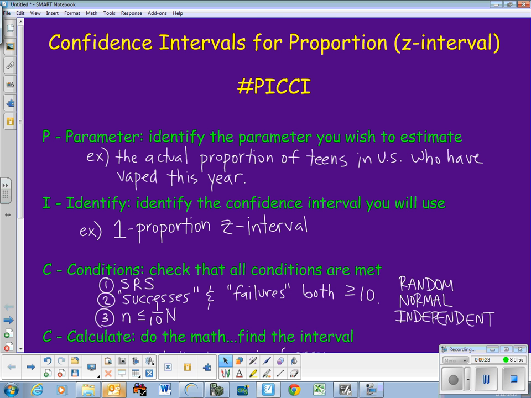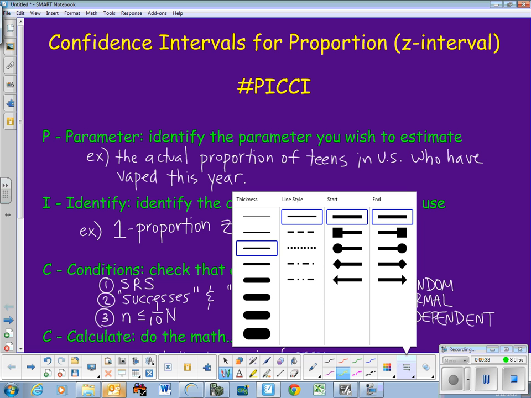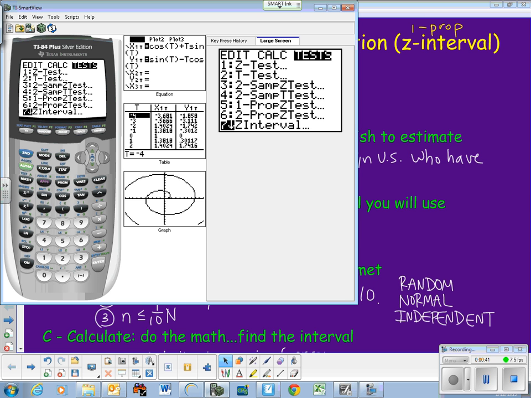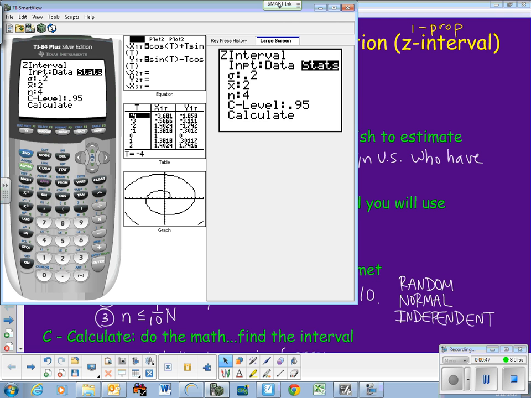I mistakenly told you in the last video that the calculator command would be z interval. That is not entirely true. You have to specifically say one prop z interval in your calculator. If you go to stat and over to tests, this z interval right here, number 7, asks me for sigma and x bar. That's population standard deviation and sample mean.